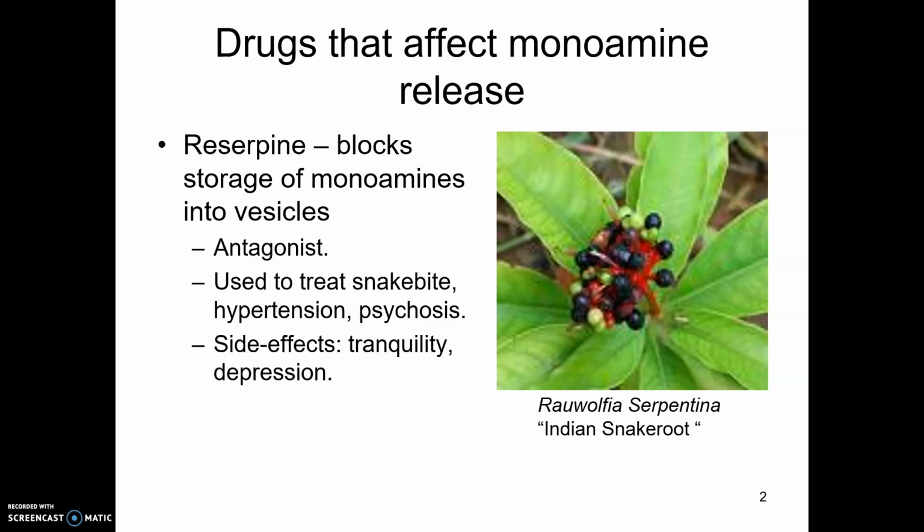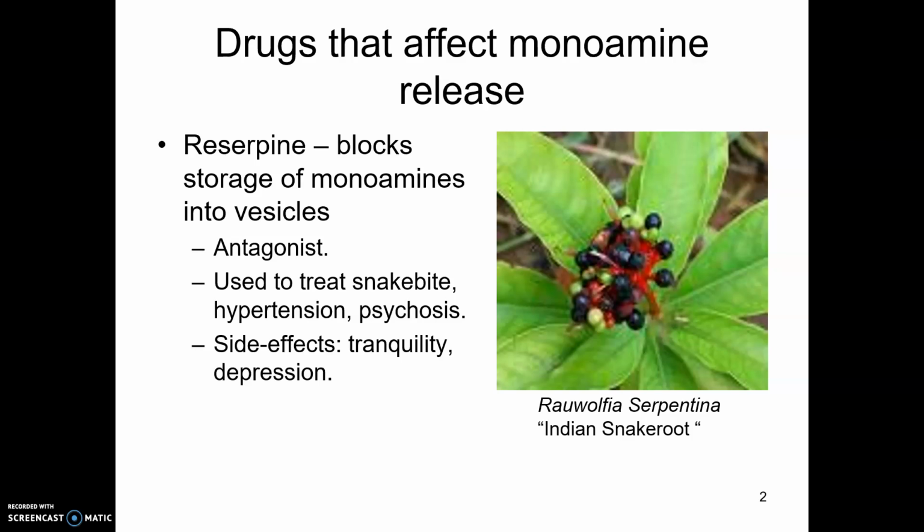So if a drug blocks monoamines from being stored into vesicles, it's going to be an antagonist because it inhibits the actions of monoamines. So reserpine is an antagonist. It is used to treat snake bite, because a snake bite can result in high blood pressure that can be really dangerous. By blocking the actions of neurotransmitters like norepinephrine, reserpine can actually stabilize blood pressure. And because of that, it's also been used to treat hypertension.